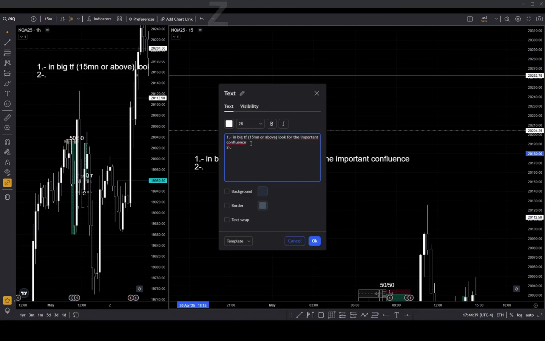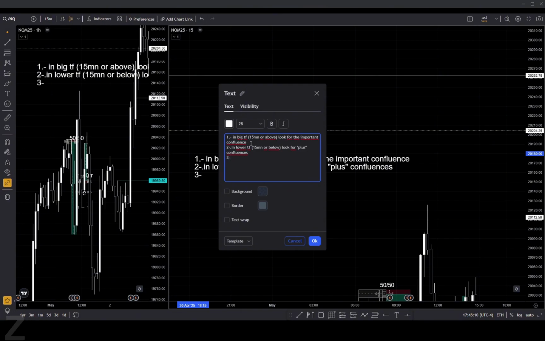That's the first step. The second one, in lower time frame, 15 minutes or below, 5 minutes, 1 minute, whatever you want, look for plus confluences. Something more for your trade, something plus for your analysis.